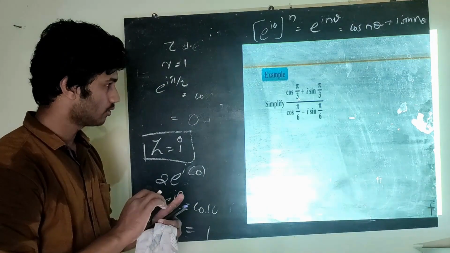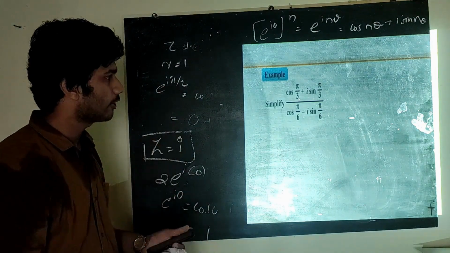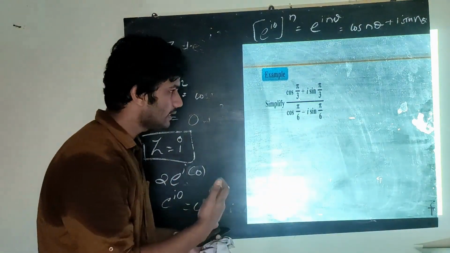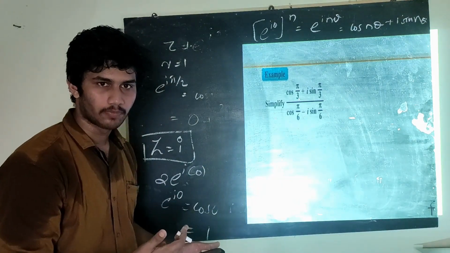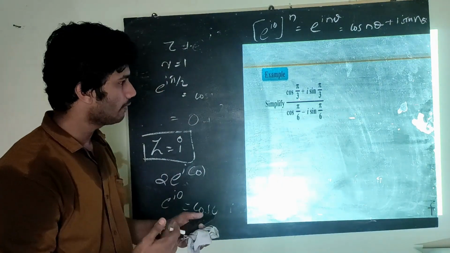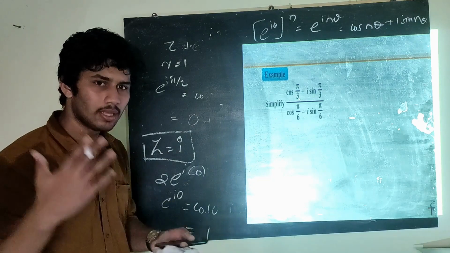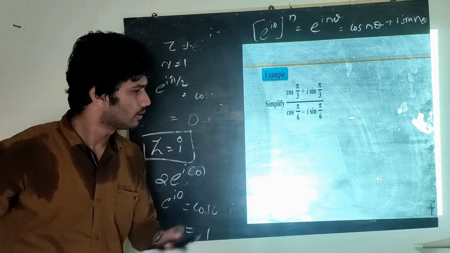I'll move on. So this is an NCERT question. See how easily it can be solved by Euler's form. It takes a hell of a lot of time to solve this by rationalization and making it into the normal form.